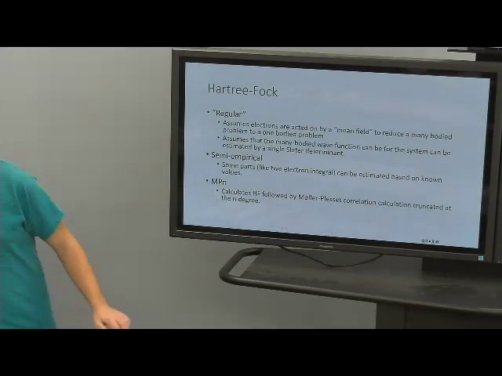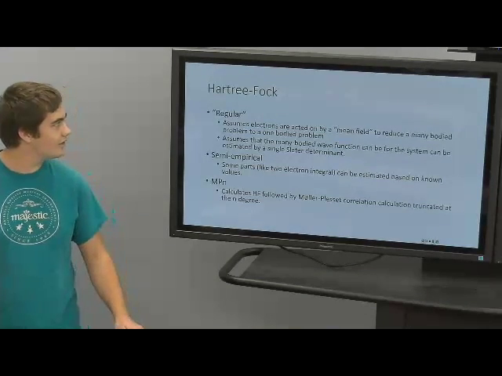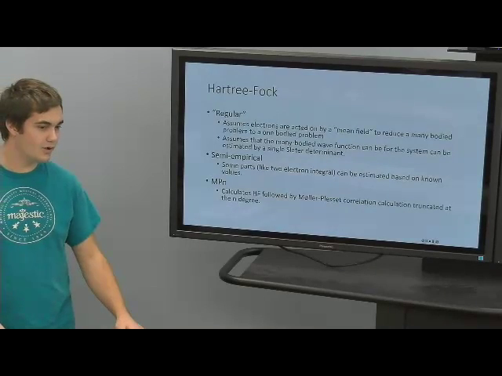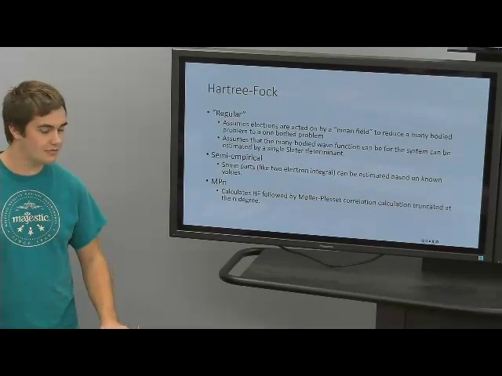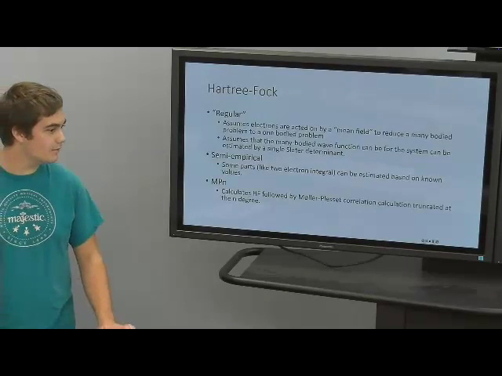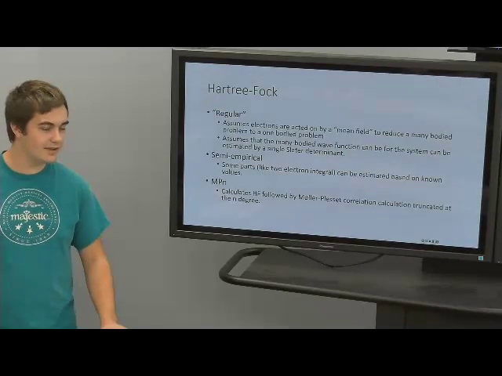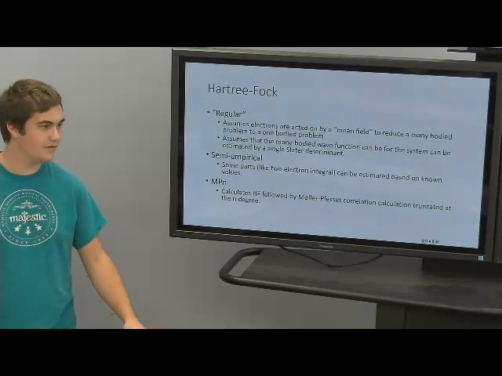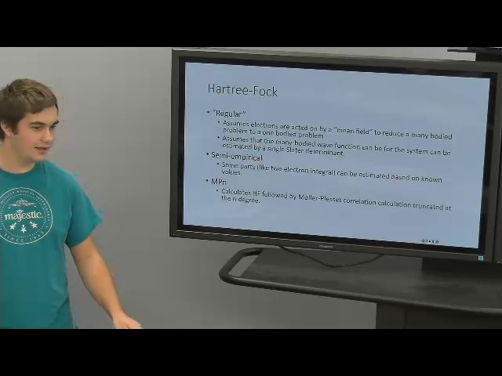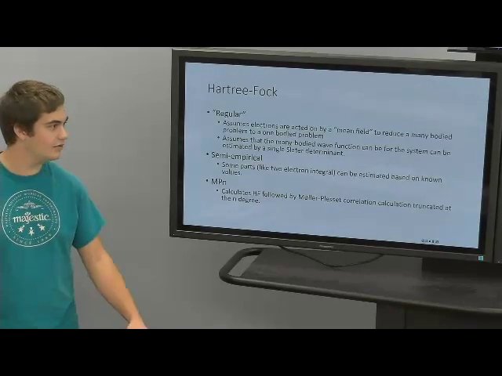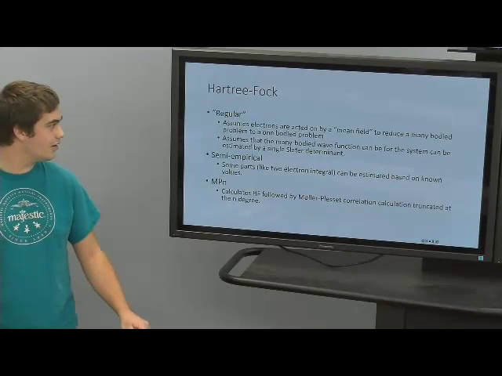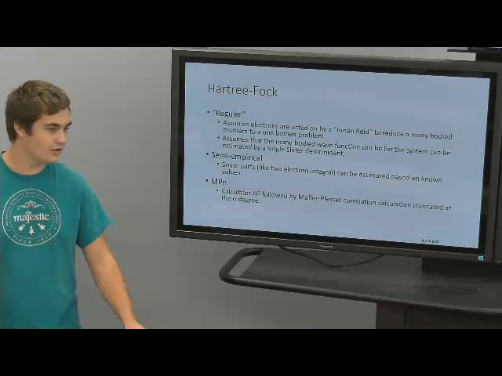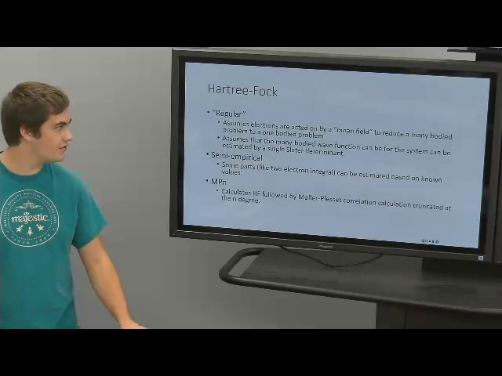But moving on to what we've been learning a lot in class is the Hartree-Fock methods. The regular Hartree-Fock methods will simplify the many-body Schrodinger equation in a couple ways. Firstly is by having electrons get acted on by a mean field instead of potentially hundreds of other electrons, making it one interaction instead of hundreds of interactions to compute.